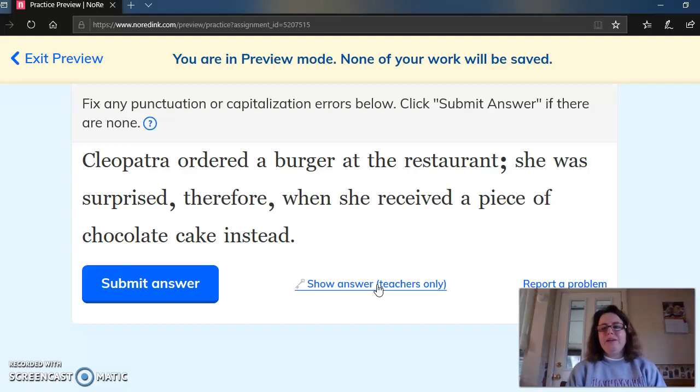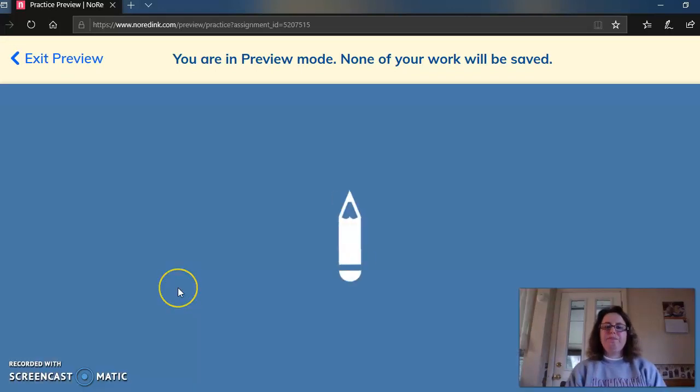So you put commas around therefore because of the location in the sentence. This is confusing because if this had been set up differently, you would have a semicolon and then a comma after therefore. So you really have to look. This is when it gets a little tricky. So I'm going to hit submit and see if I was right.